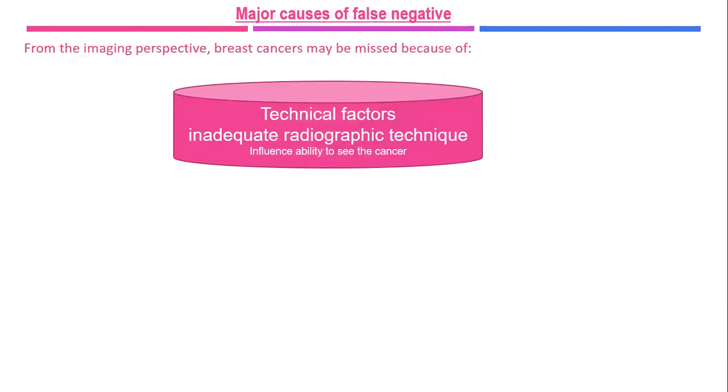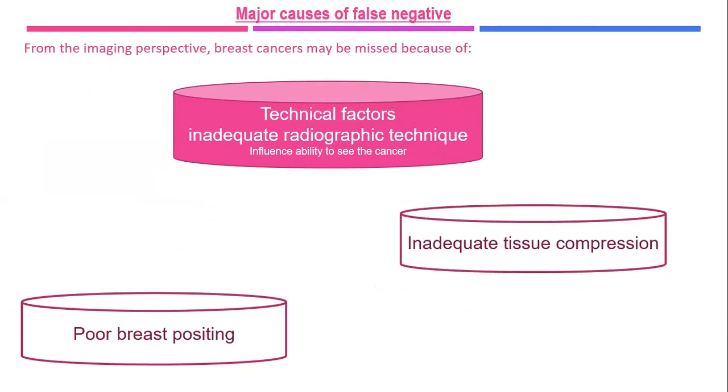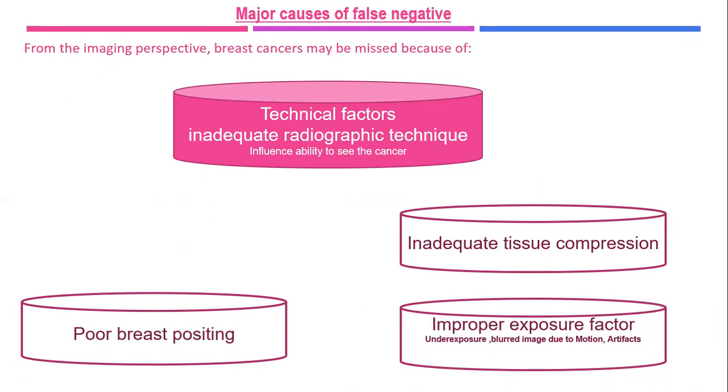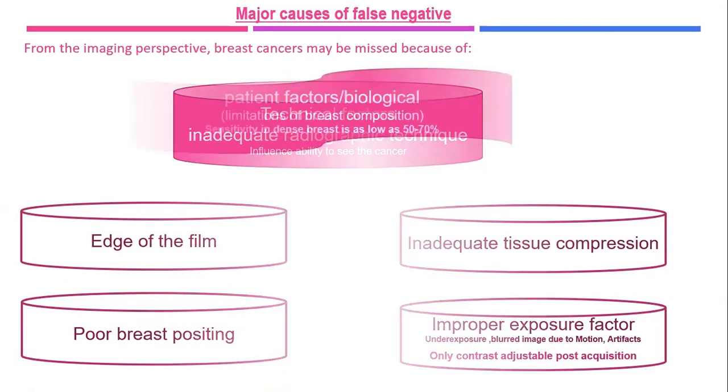Starting with the technical factors that influence the ability to see the cancer: poor breast positioning, inadequate tissue compression, or improper exposure factors, under or overexposure, and blurred images due to motion or the presence of artifact. And remember that the only adjustable factor post-acquisition is the contrast. Also, the age of the film can sometimes be a contributing technical factor.